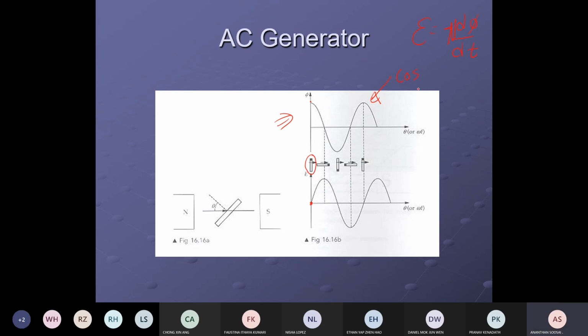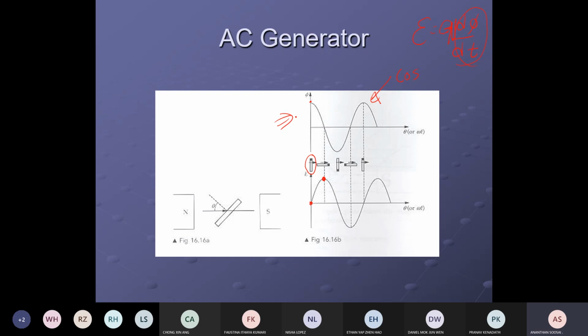So cos you differentiate, you get what? Cos you differentiate, you get a negative sign. Then you have negative here, so it becomes sine. So the EMF becomes sine. So remember, if flux is maximum, EMF will be 0. When flux is 0, EMF will be maximum because of this differentiation.